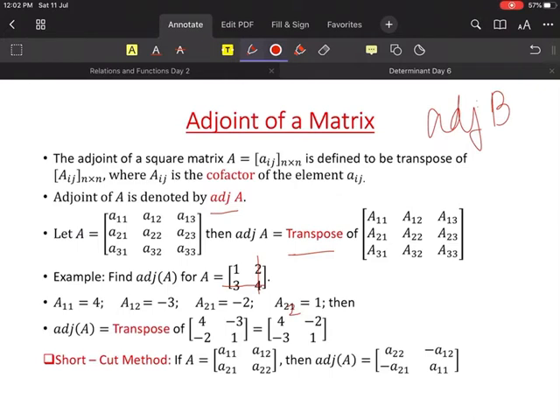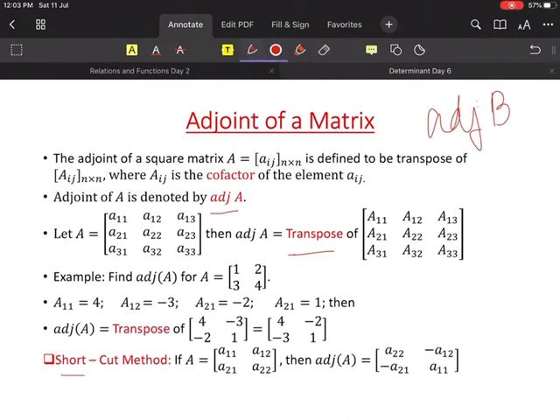Then adjoint of A is equal to the transpose of the cofactor matrix. Look here: A11 is 4, A12 is minus 3, A21 is minus 2, A22 is 1. Transpose means the row becomes column and the column becomes row. So 4, minus 3 is the row, and 4, minus 3 becomes the column; minus 2, 1 is the row, and minus 2, 1 becomes the column. Did you understand how to find adjoint of a 2 cross 2 matrix? Yes, clear?